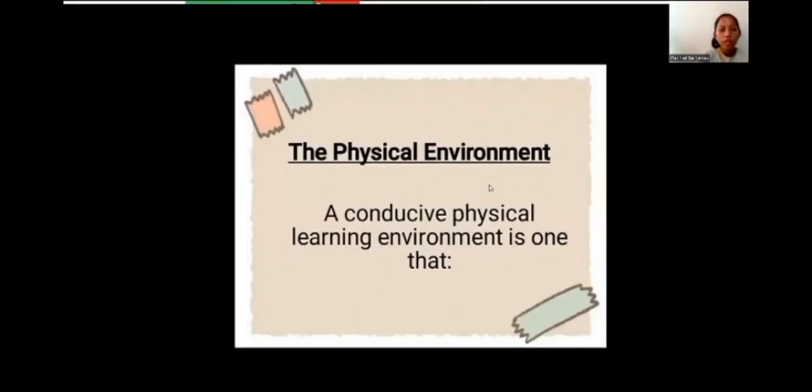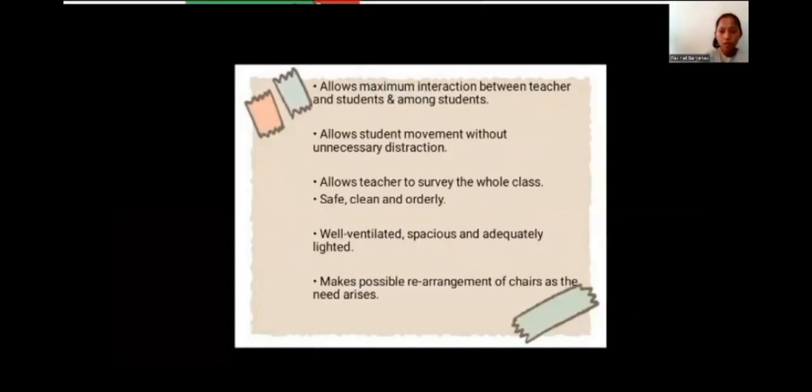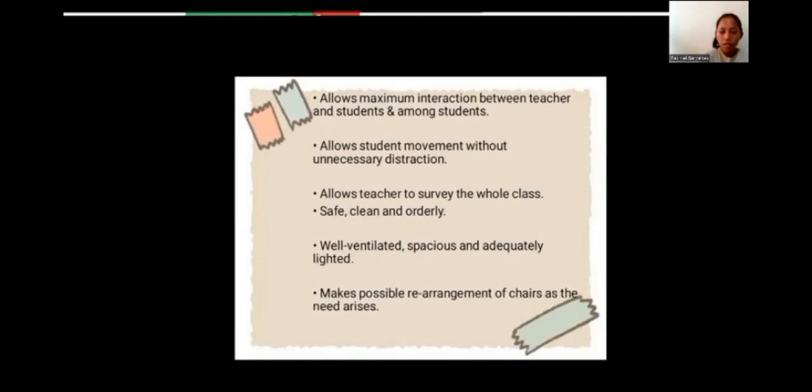Moving forward to our discussion, we have physical environment. A conducive physical learning environment is one that allows maximum interaction between teacher and students and among students, allows students movement without unnecessary distraction, allows the teacher to survey the whole class, is safe, clean, and orderly, well ventilated, spacious, and adequately lighted, and makes possible rearrangement of chairs as the need arises.